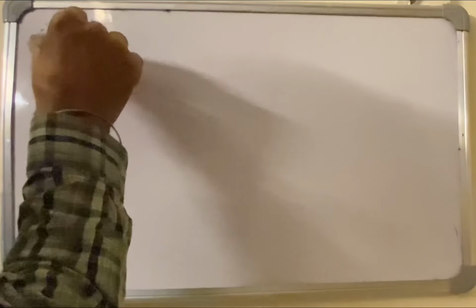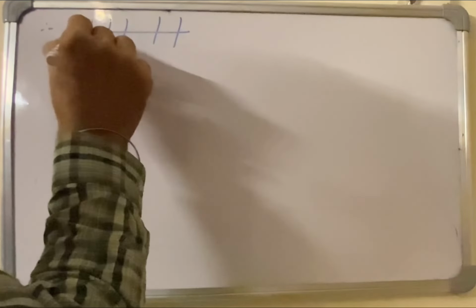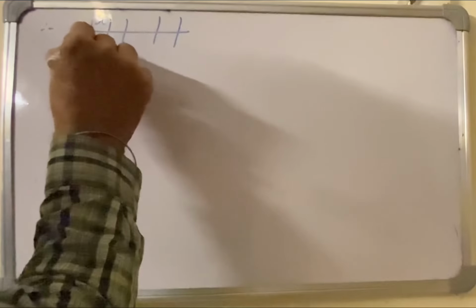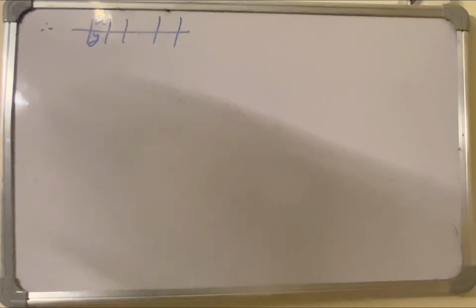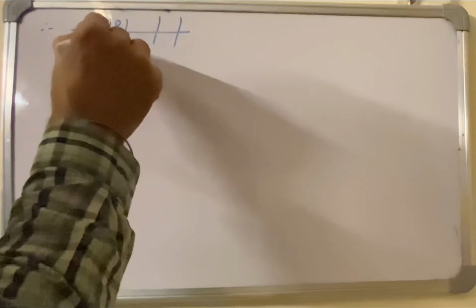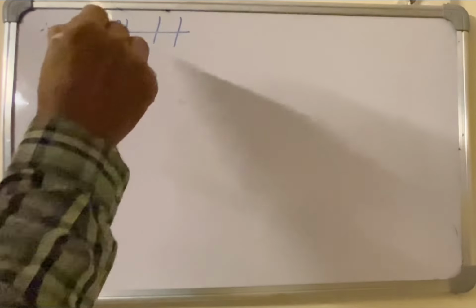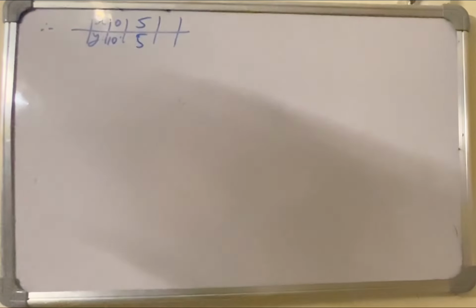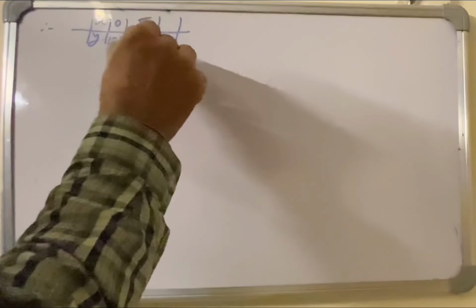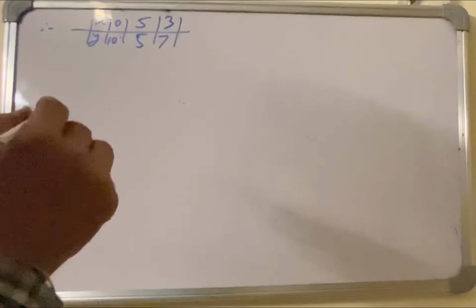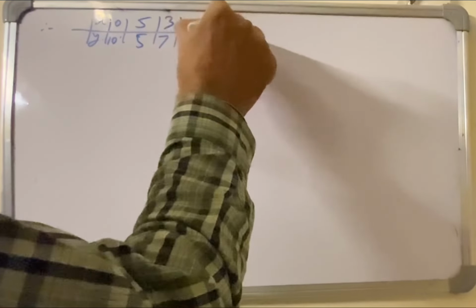Therefore, the set of values for equation 1 is (x, y). First of all, we have x is equal to 0, then y is equal to 10. Then we have x is equal to 5, y is also 5. Then we have y is equal to 7, x is 3. Then we take the second equation.